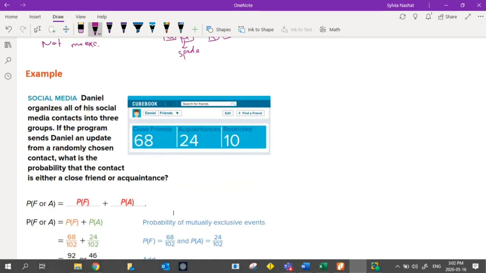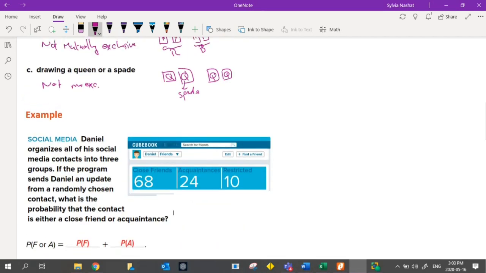Let's take an example here and look at whether it is mutually exclusive or not. Daniel organizes all of his social media contacts into 3 groups: close friends, acquaintances, and restricted. If the program sends Daniel an update from a randomly chosen contact, what is the probability that the contact is either a close friend or an acquaintance? First of all, you have to determine if these 2 events are mutually exclusive or not. Of course, they are mutually exclusive because they cannot happen together. The contact can be either a close friend or an acquaintance.